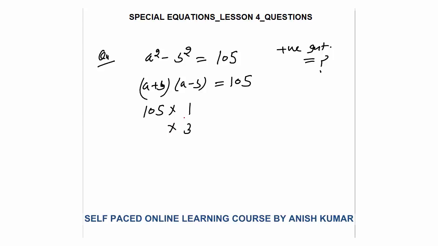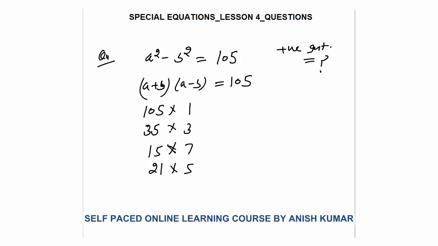105 into 1. This is 3 into 35, 3 5s are 15. This is 7 into 15. Only 3 possible solutions I have for this. Also there would be 5 into 21. 5 into 21, yes. These are the valid 4 solutions.